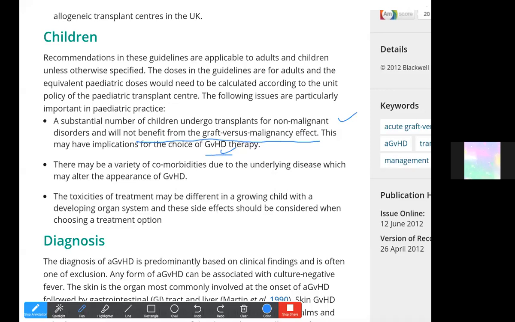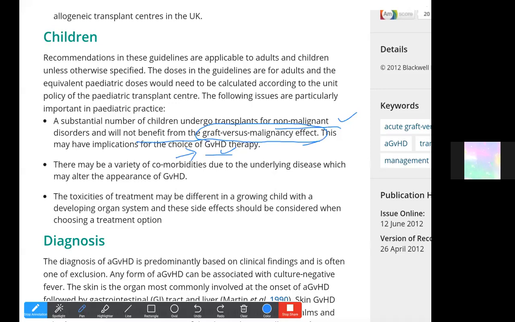So in children mostly, the GVHD therapy can be modified, especially when it's for non-malignant disorders, so they can have a more stringent, a more powerful GVHD prophylaxis in these patients, because we do not want this graft versus malignancy effect in most of the non-malignant disorders.